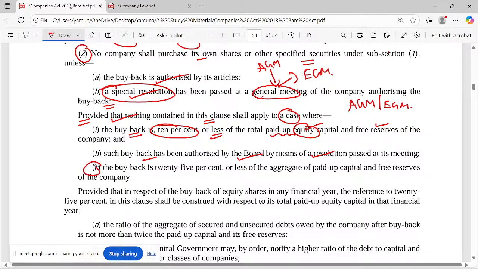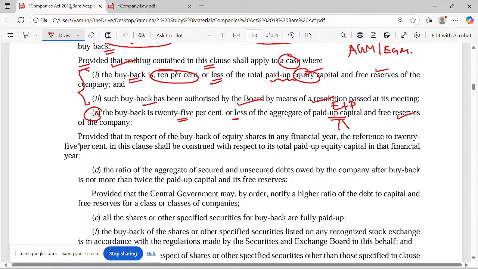Now we go for C. So this 2 is over. Now we go for C. The buyback is 25% or less of the aggregate of paid up capital, which means paid up equity and preference. So paid up equity, paid up preference plus free reserves. Three things to be added. Okay, here. Now D.